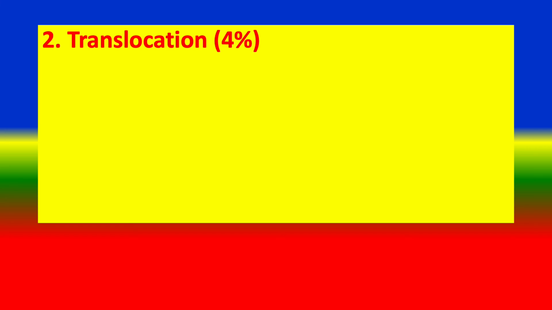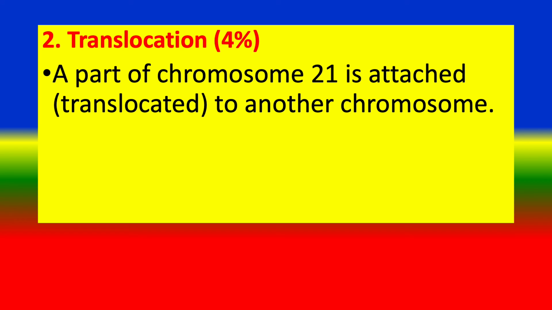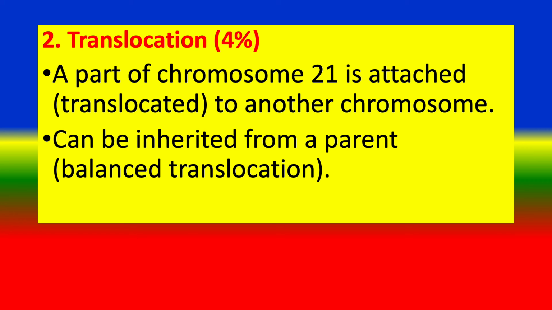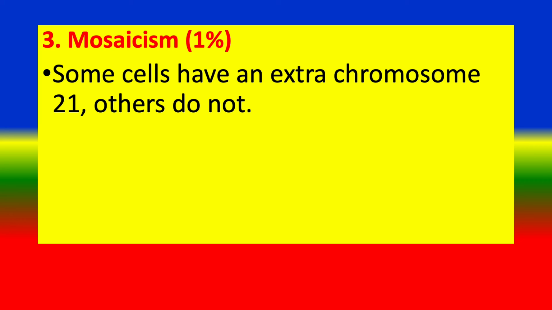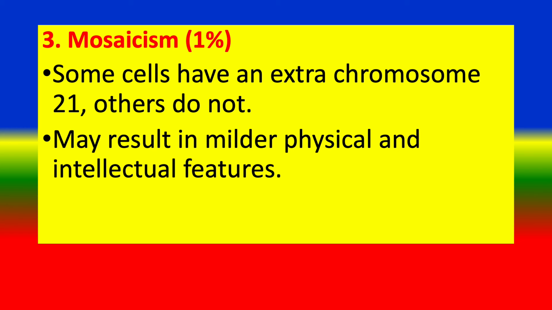2. Translocation, 4%. A part of chromosome 21 is translocated, attached to another chromosome. Can be inherited from a parent. Balanced translocation. 3. Mosaicism, 1%. Some cells have an extra chromosome 21, others do not. May result in milder physical and intellectual features.